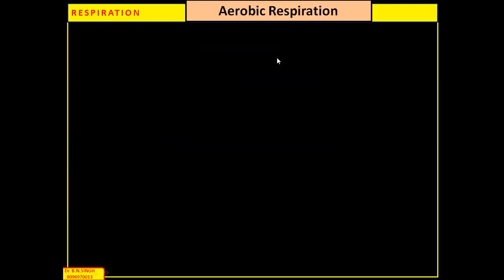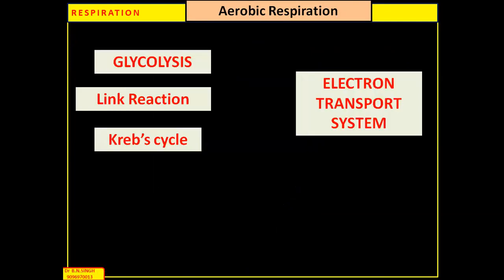Now, in our topic, we are studying aerobic respiration. The important first part of this chapter is aerobic respiration. Later on, we'll discuss anaerobic respiration. As I told you earlier, aerobic respiration completes in three important steps: glycolysis, Krebs cycle, and electron transport system.